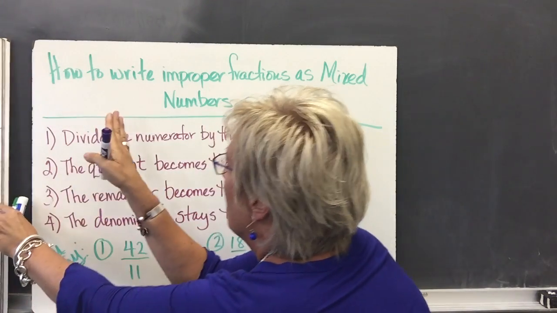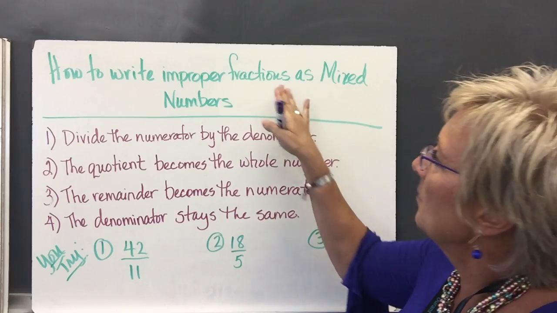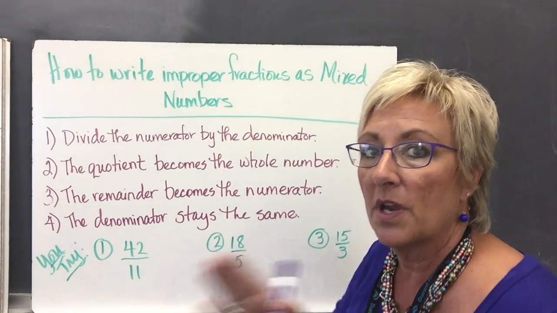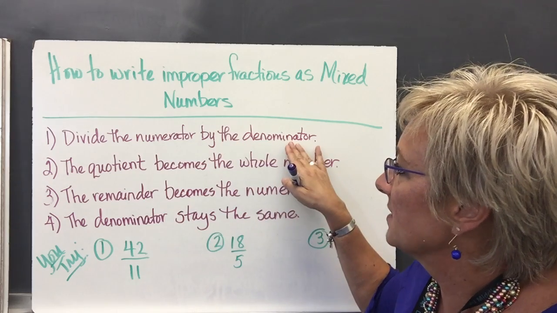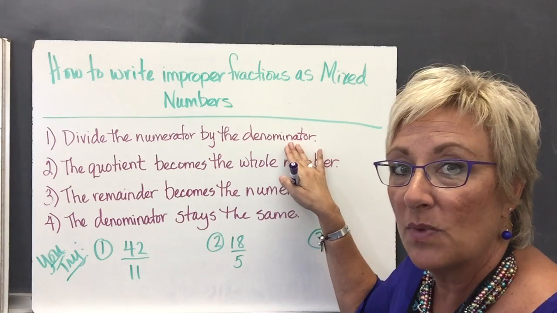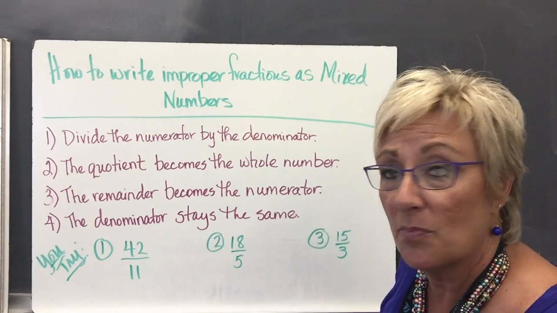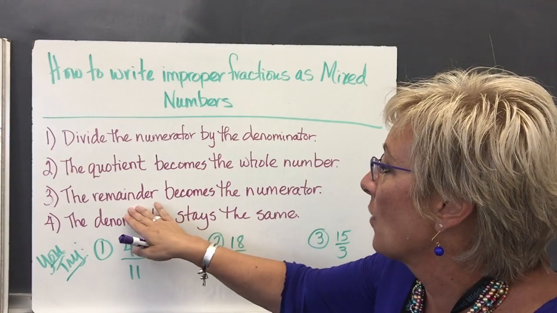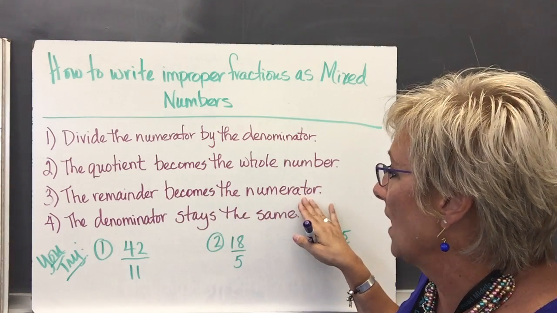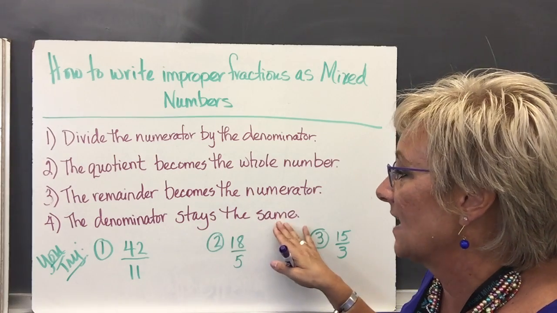Now we're going to do just the opposite: how do you write an improper fraction as a mixed number, where we're going to do exactly the opposite of what we just did. You're going to divide the numerator by the denominator. A fraction, we've always said, is the same thing as a division problem. And the quotient becomes the whole number, and the remainder becomes the numerator. And the denominator is going to stay the same.